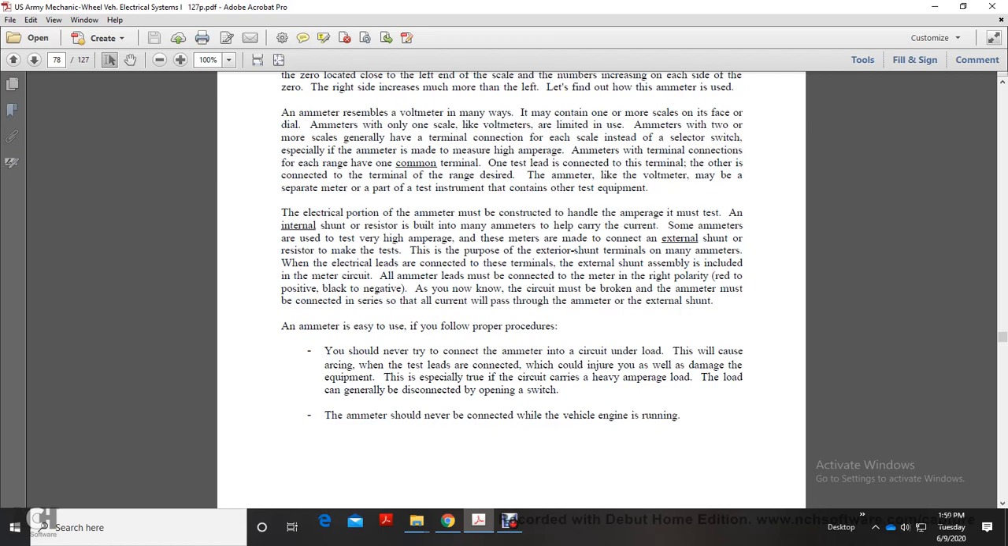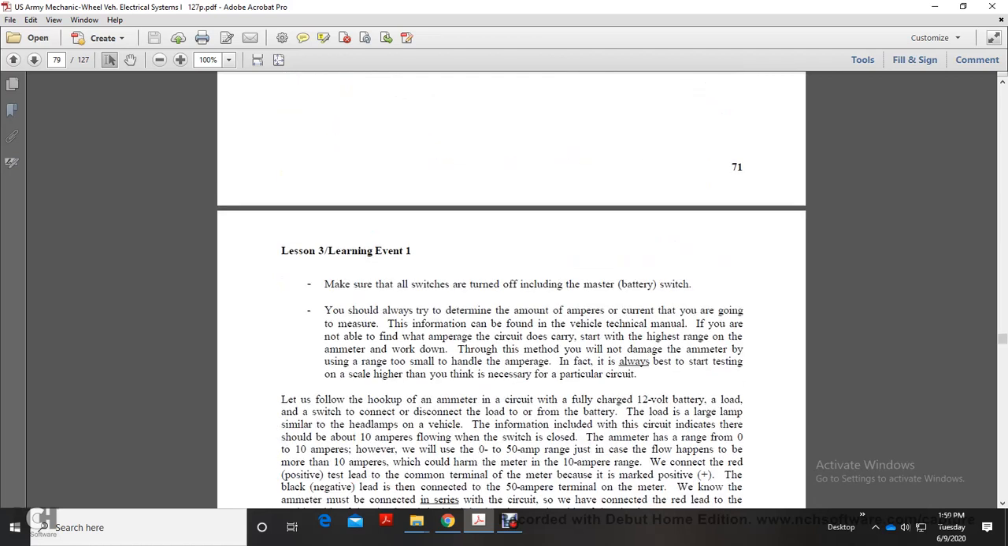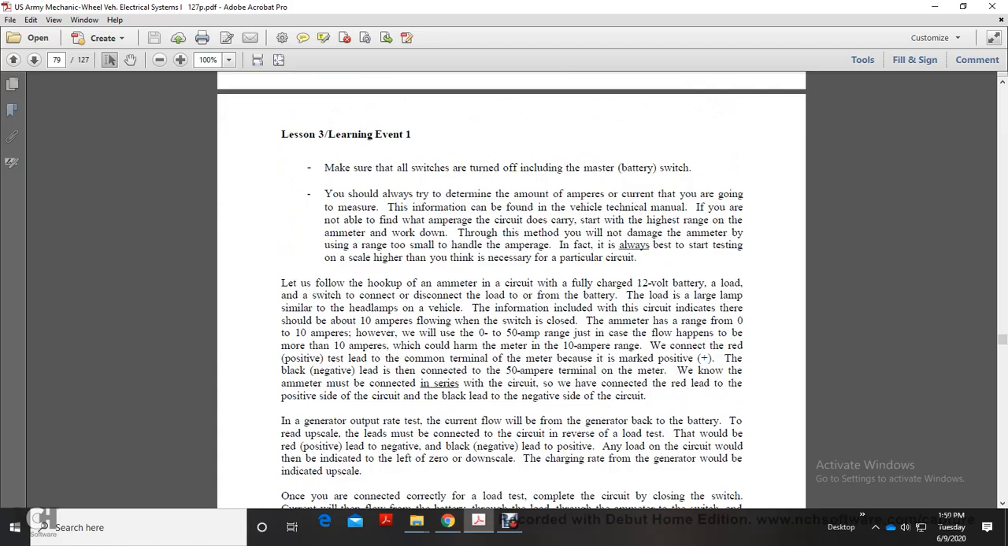The ammeter should never be connected while the vehicle engine is running. Make sure all switches have been turned off, including the master battery switch. You should always determine the amount of amperage current going through the circuit to be measured. This information can be found in the vehicle technical manual. If you are not able to find out the amperage the circuit carries, start with the highest range of the ammeter and work down. Using this method, you will not damage the ammeter.